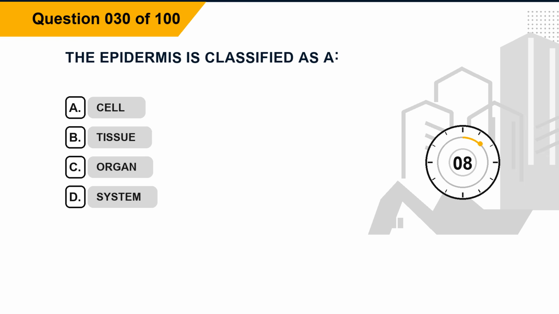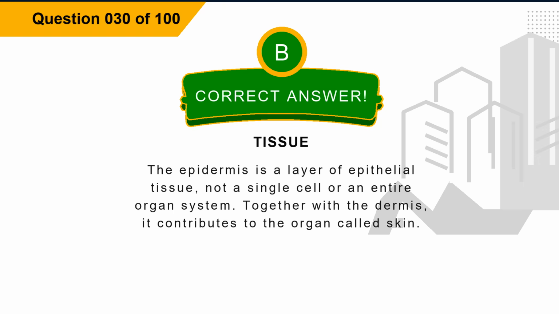Question 30. The epidermis is classified as A. Option A, cell. Option B, tissue. Option C, organ. Option D, system. The correct answer is option B, tissue.